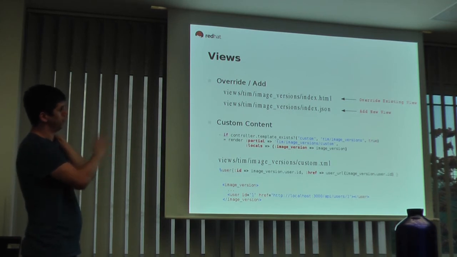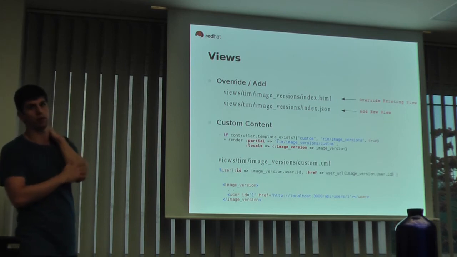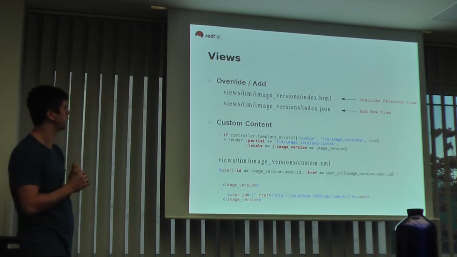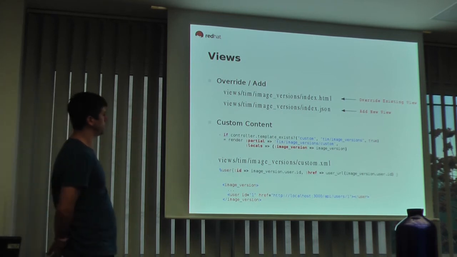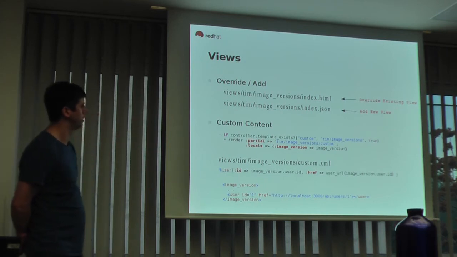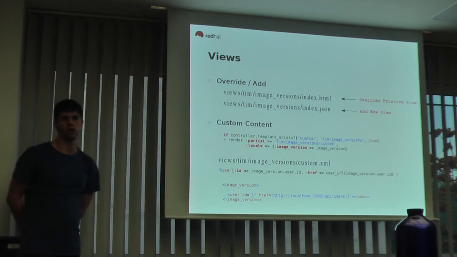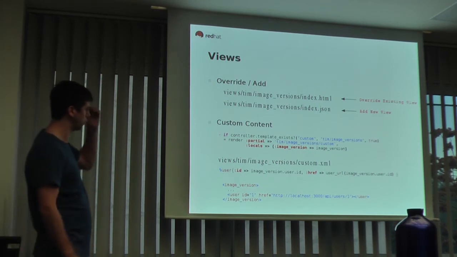But if you wanted to extend our API, you can actually create JSON support, for example, just by dropping those templates in the right directory. We were talking in the last talk about custom content at the end of XML template definitions. And it's a good example of why you might want to do that.